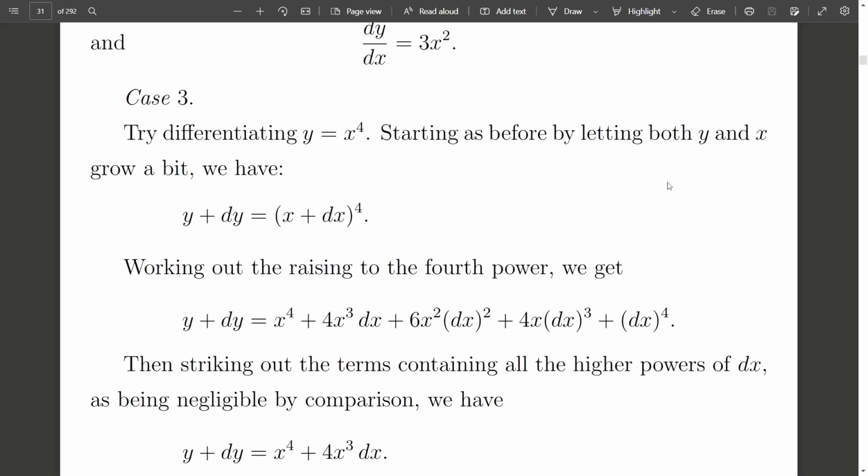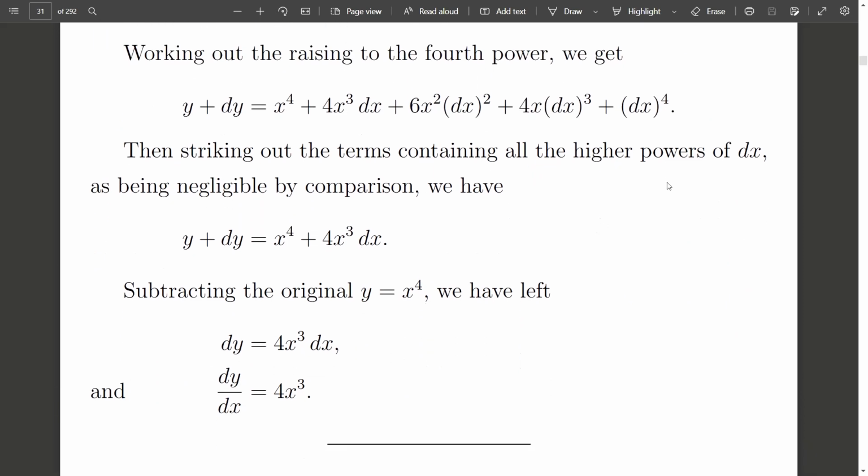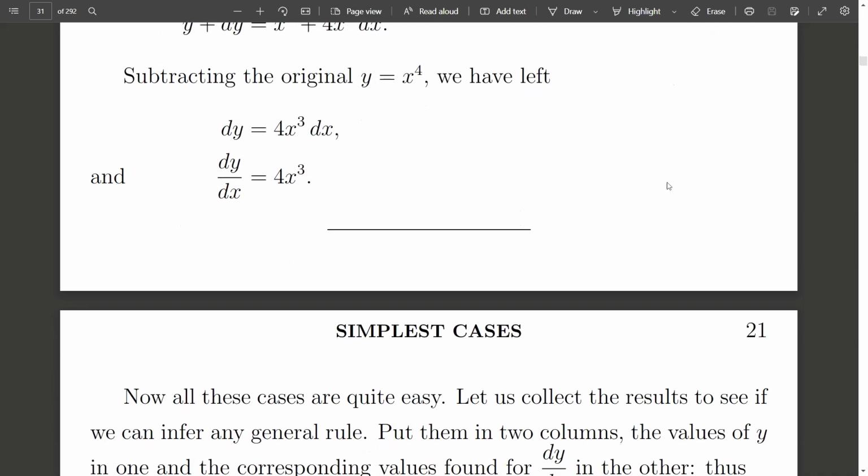the power 4. Then striking out the terms containing all the higher powers of dx as being negligible by comparison, we have y plus dy is equal to x to the power 4 plus 4x cubed times dx. Subtracting the original y is equal to x to the power 4, we have left dy is equal to 4x cubed times dx, and dy by dx is equal to 4x cubed.